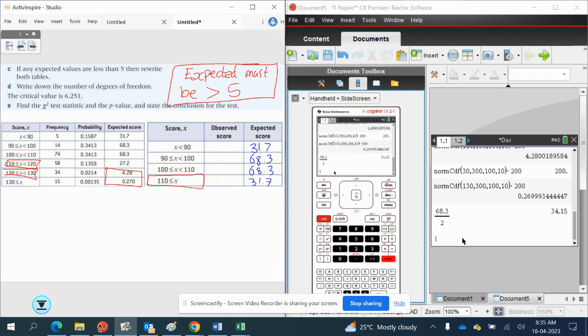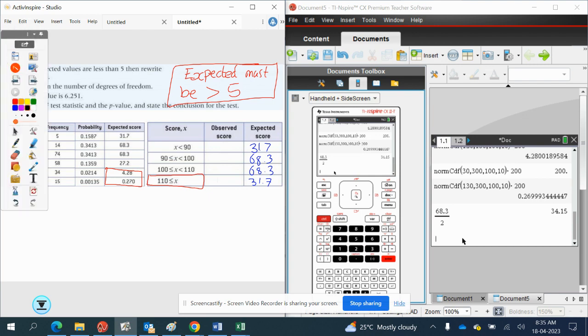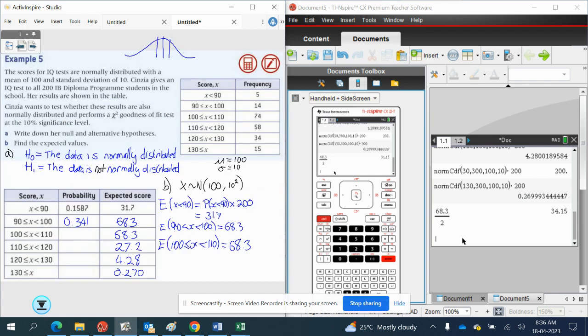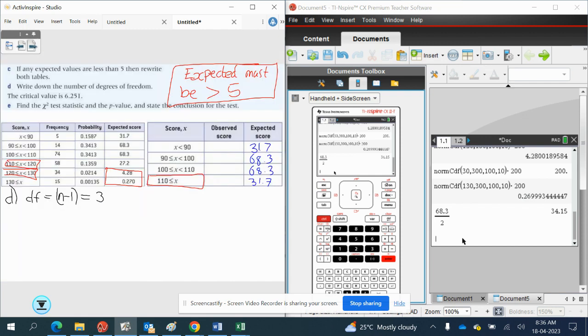What we need to do now is write down the number of degrees of freedom. Our degrees of freedom is equal to n minus 1. Now we're down to only 4 rows, so the degrees of freedom is going to be 3. Then we have to perform our chi-squared test. We've already written our null and alternate hypothesis and found our expected values, so it's simply about conducting the test.